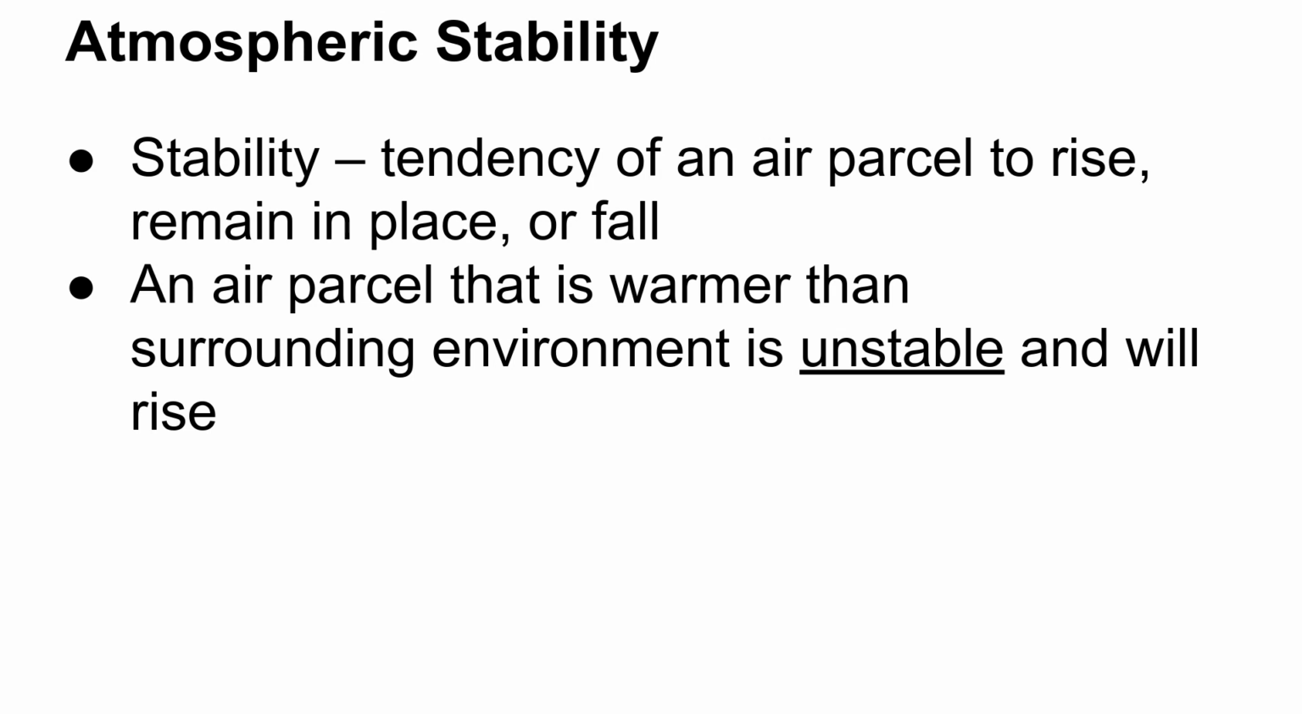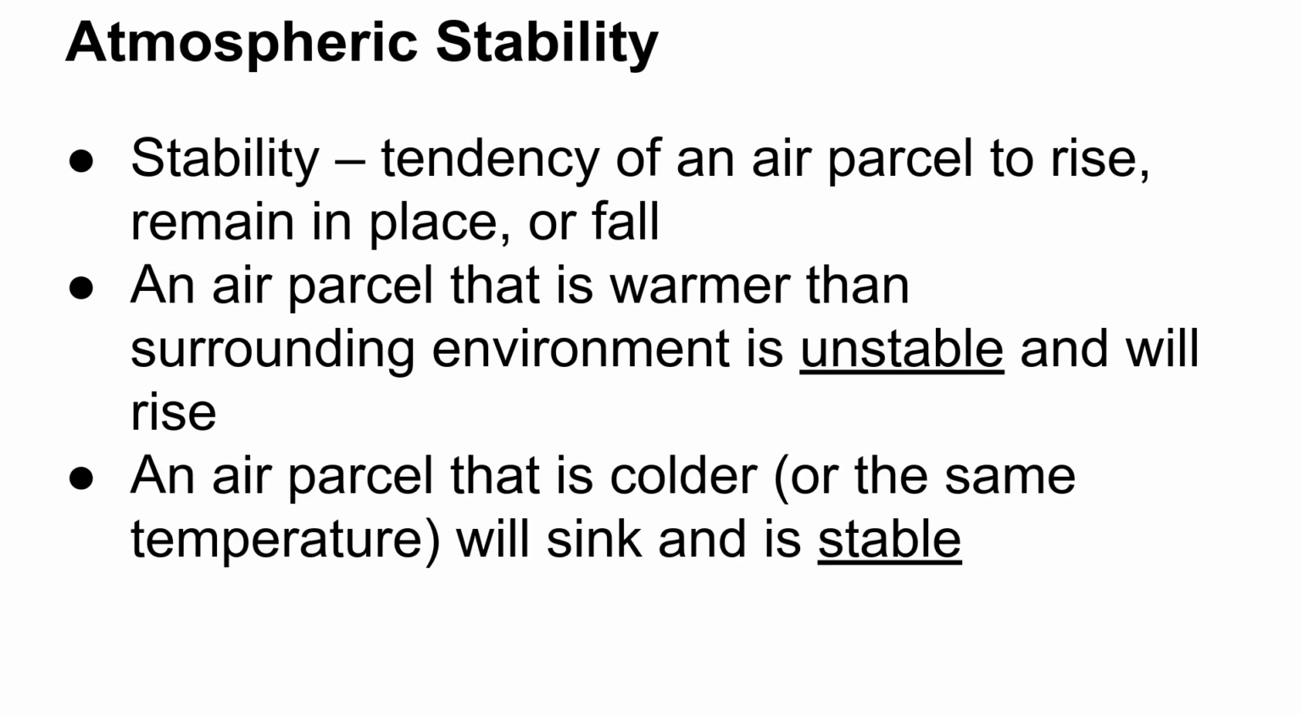An air parcel that is warmer than the air around it is unstable and it'll rise. An air parcel that's colder or the same temperature is either going to stay where it's at or it'll sink, and so it's stable. If it stays where it's at, it's not going to cool, we're not going to get rain, so it's stable.